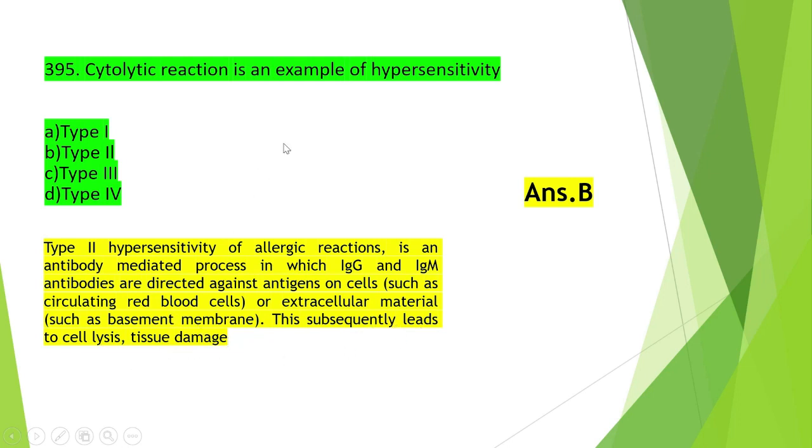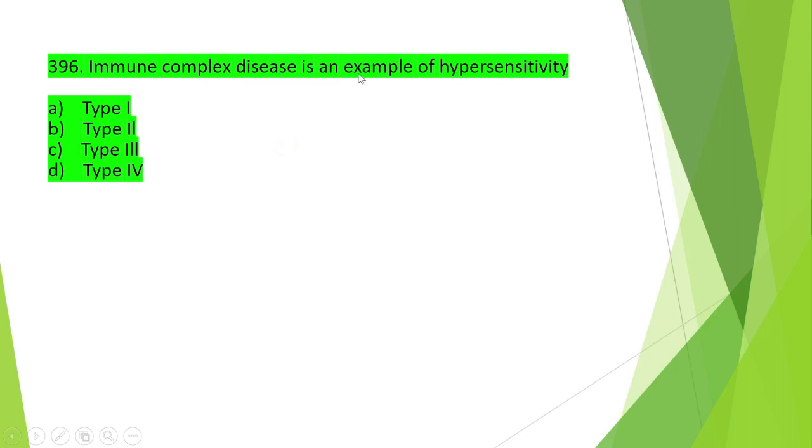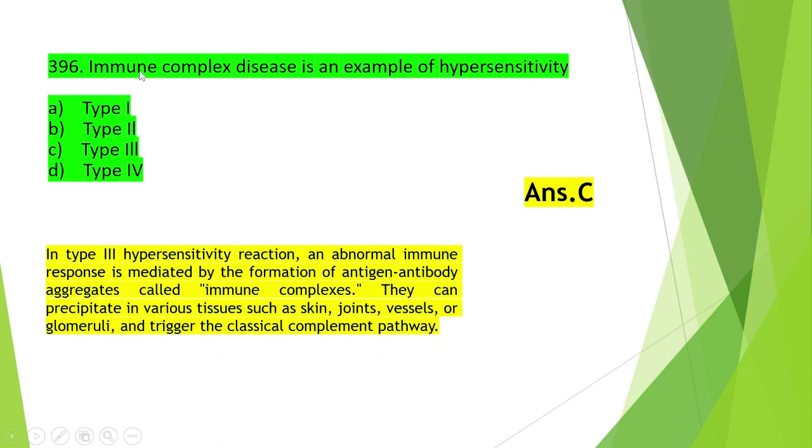Okay, so the next question: immune complex disease is an example of hypersensitivity type 1, type 2, type 3, or type 4, and the right answer is option C, that is type 3. So immune complex disease is an example of type 3 hypersensitivity. So what is a type 3 hypersensitivity reaction? In this reaction, an abnormal immune response is mediated by the formation of antigen antibody aggregates called immune complexes. They can precipitate in various tissues such as skin, joints, vessels, or glomeruli and trigger the classical complement pathway.